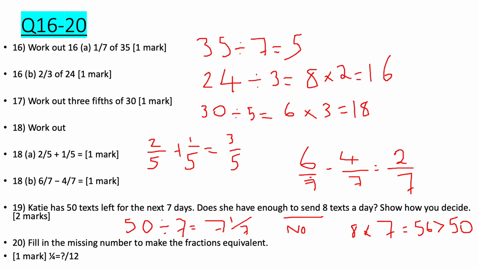Finally, guys, question number 20. Fill in the missing number to make the fractions equivalent. 1/4 equals something out of 12. Well, what do I times 4 by to get to 12? I times it by 3. So 4 times 3 is 12. Same on the top. 1 times 3 is 3. So the question mark equals 3. So 1/4 is equivalent to 3 out of 12, guys.